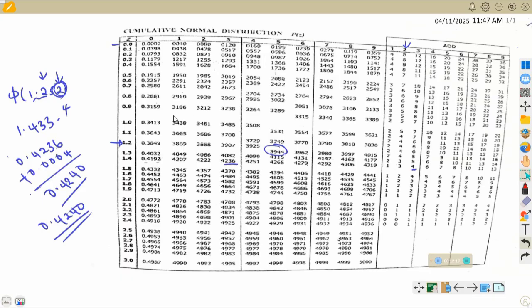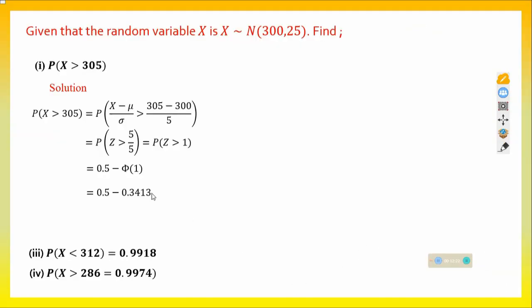So go to 1. 1 is here, 0.03413. So that is 3413 that we have there. And the answer you obtain will be the probability. So from there, we can also look at the case where it is less, we do the same.